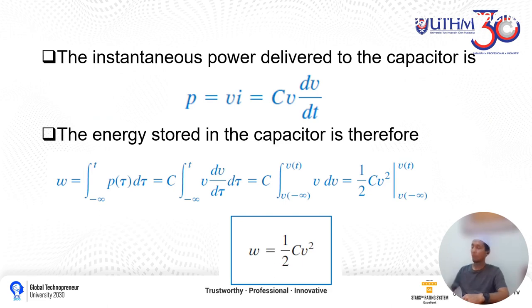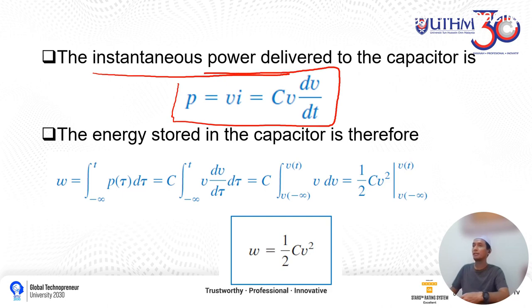And then when we talk about the instantaneous power that we deliver to the capacitor, we can use this equation. P equals V times I, where I is C dV over dt. So we just put that in, and then we can get the instantaneous power, right? So P equals VI, where I equals C dV/dt. So we can combine.